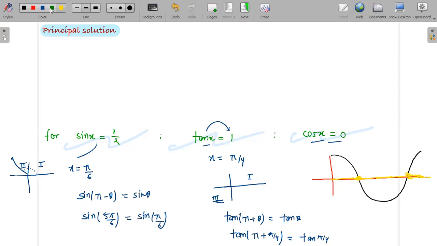So one of the solutions is pi by 2. Another one will occur at a pi length of interval. So pi plus pi by 2 will be your other principal solution.